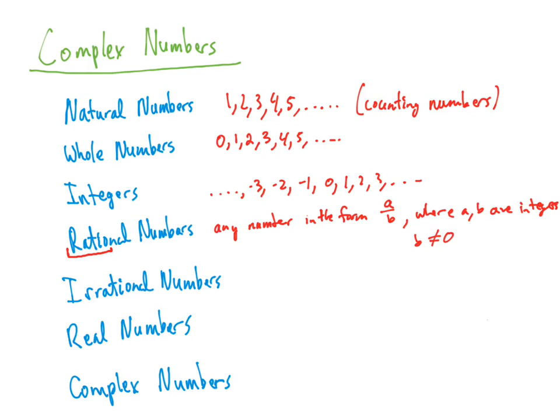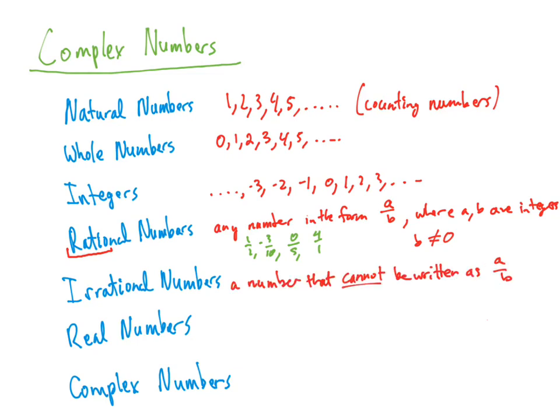So some examples of rational numbers would be 1/2, -3/10, 0 over 5, 4 over 1. Okay? So 4 is a rational number because we can write that as a fraction, 4 over 1. So an irrational number is a number that cannot be written in the form a over b.